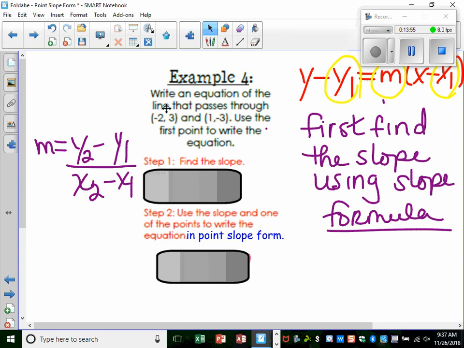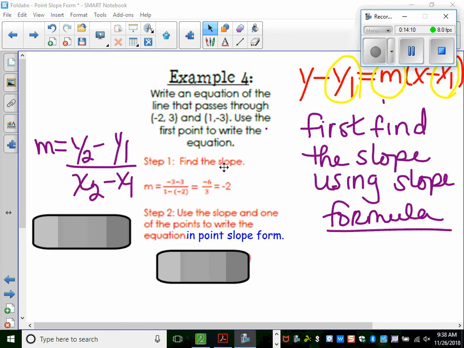All right, so I'm going to give you a minute to take these 2 points that they're giving you in the problem. I want you to use the slope formula and tell me what the slope is. Okay, so I'll pause this again so you can find the slope. So you should have m equals negative 2 for the slope.